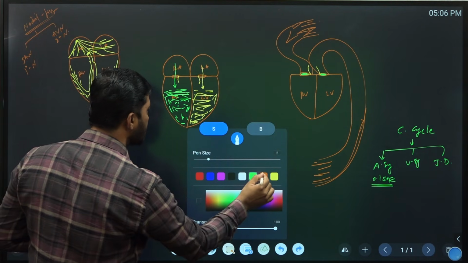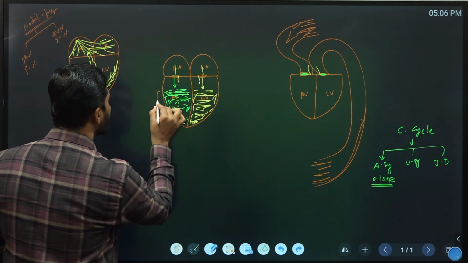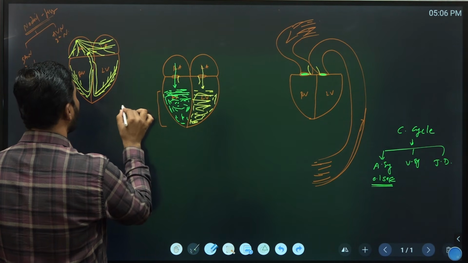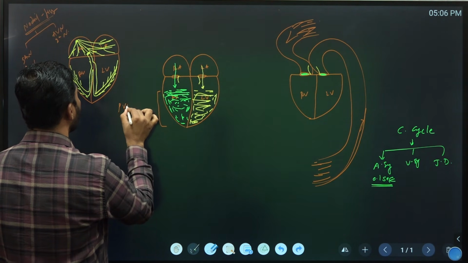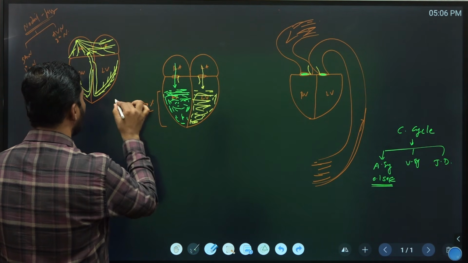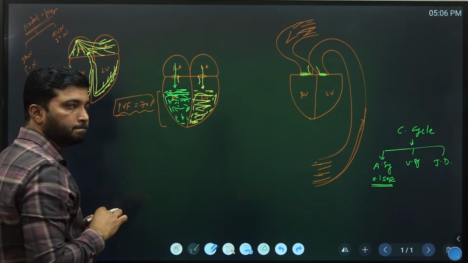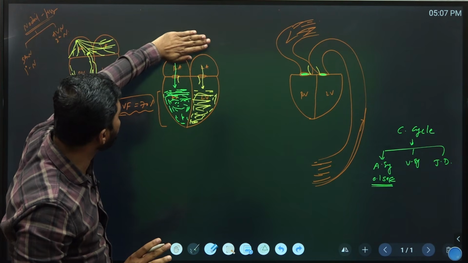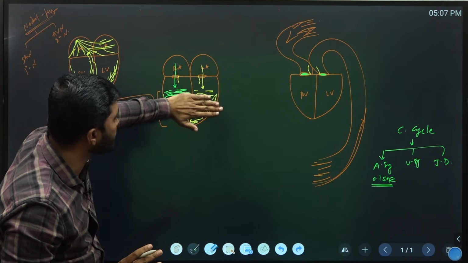Almost 70% of the ventricles are filled with blood. This is called passive ventricular filling. Passive ventricular filling is equal to 70%. What is passive ventricular filling? It means that without any energy, the auricular blood enters the ventricles.